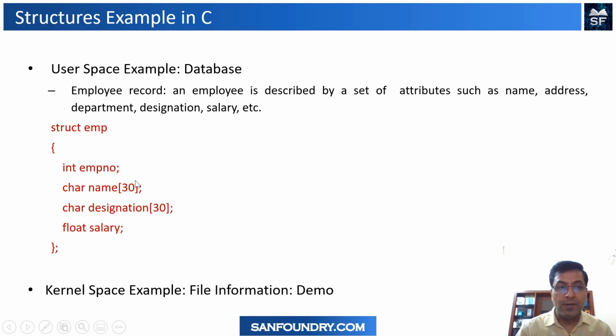Or you can have a name which is an array, or you can have a designation which can be an array. And similarly, you can have a salary, which is like a floating point number. So in essence, what we are doing is we are mapping a real world object, a database object or a database record in terms of a C language construct known as a struct, right? So these things we keep on doing day in, day out for every application that we design for implementation in C.